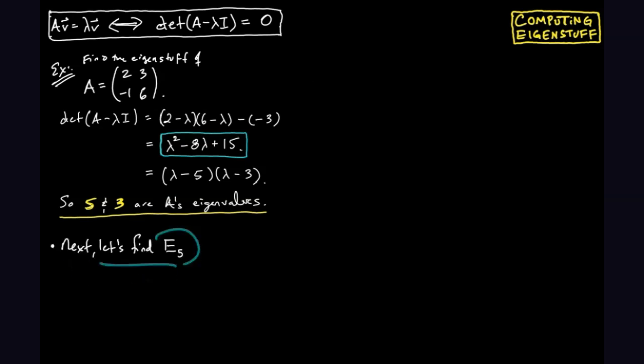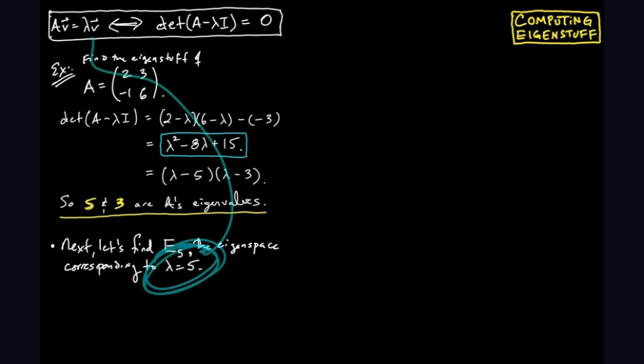Next, let's find E5. That's my symbol for the eigenspace corresponding to the eigenvalue lambda equals 5. How are we going to do that? Well, I already hinted at it earlier. Once we know an eigenvalue, we can substitute that back into the original eigenvalue equation, and then the only unknown will be v, which stands for a corresponding eigenvector. And then we can solve that equation.